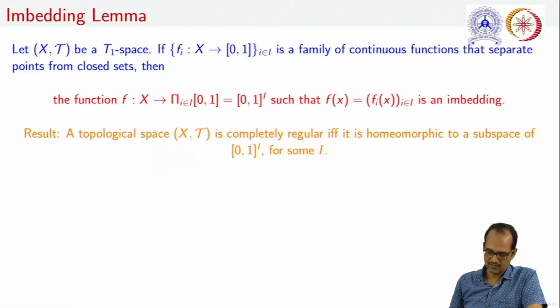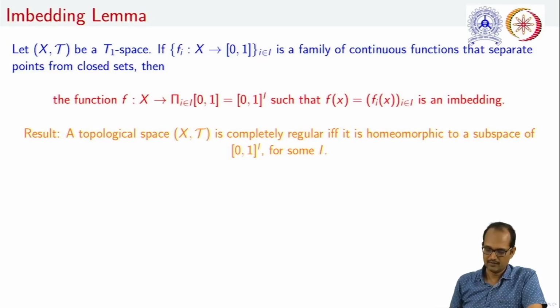Also, there is a result regarding completely regular spaces, and the proof is from this embedding lemma itself. It says that a topological space (X, tau) is completely regular if and only if it is homeomorphic to a subspace of the product of closed intervals, that is [0,1] raised to the power I for some index set I. We have only stated the result along with the embedding lemma, but we are not proving it here. For the proof, we refer to the book of Munkres.